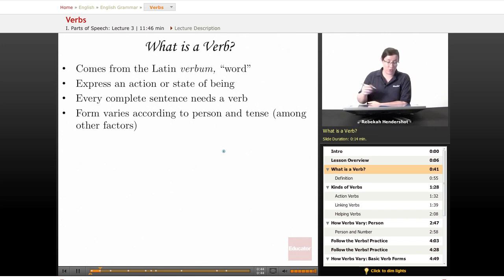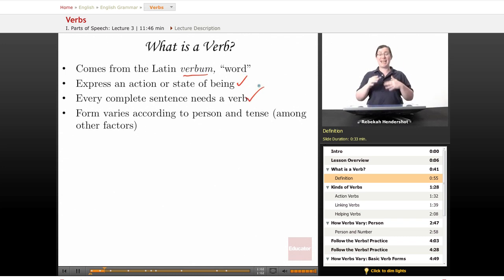All right, what is a verb? Well, the English word verb comes from the Latin word verbum, which means word. So a verb is a word. This is actually kind of indicative of the way English speakers think about verbs, because verbs express an action or a state of being, and every complete sentence needs to have one. You can have a sentence in English that is exactly one word long, like stop, and that one word will be a verb. If you don't have a verb in your sentence, you don't have a sentence.